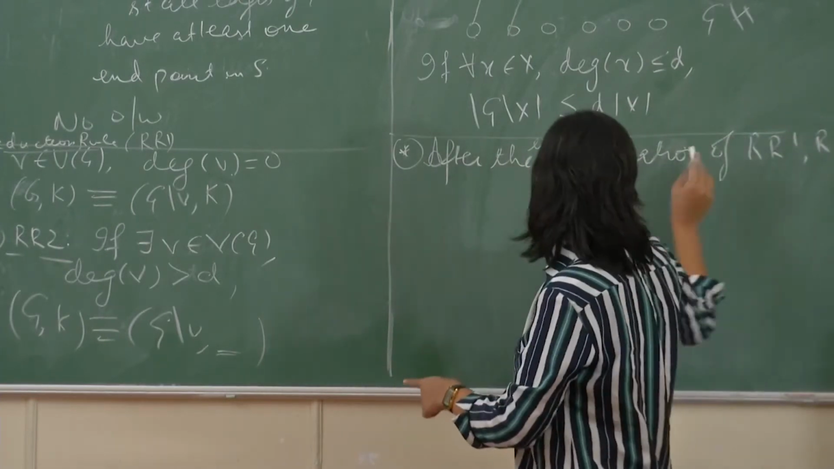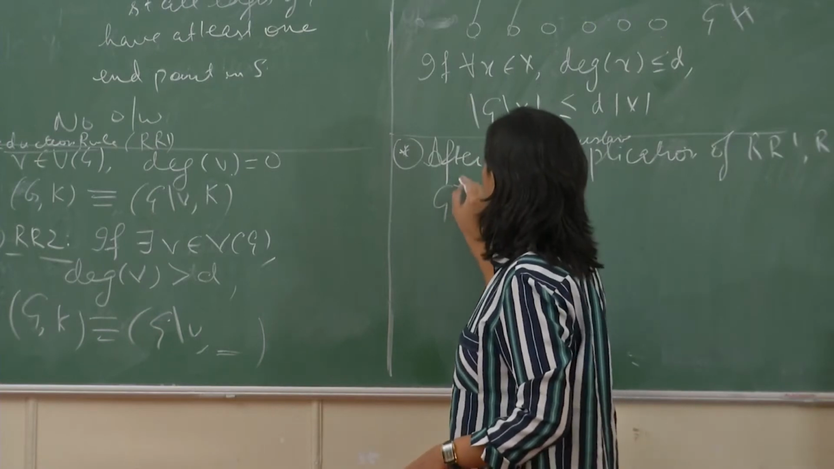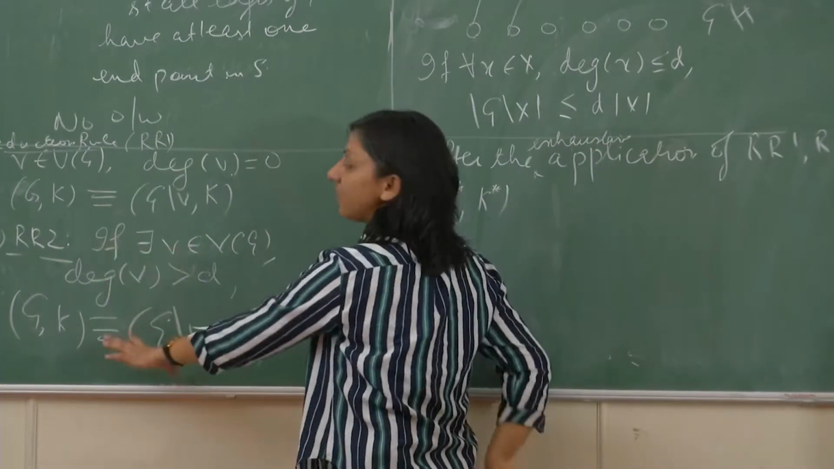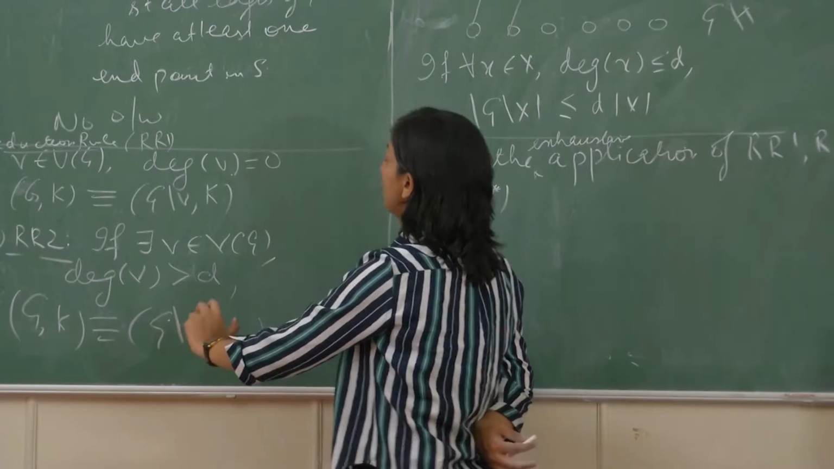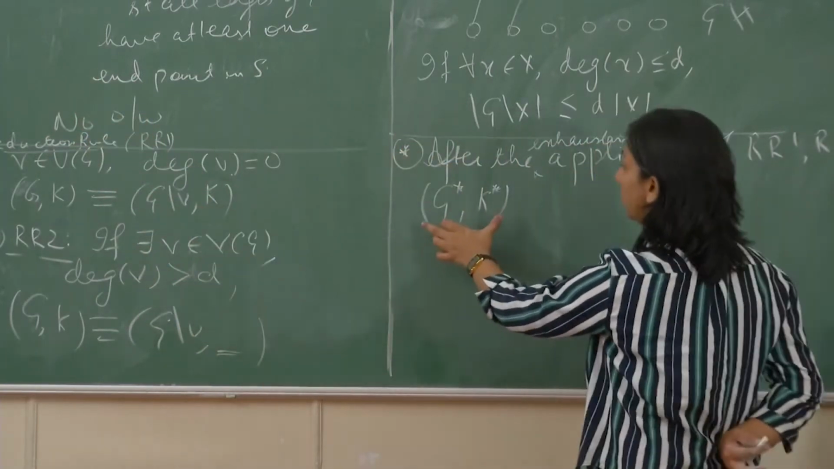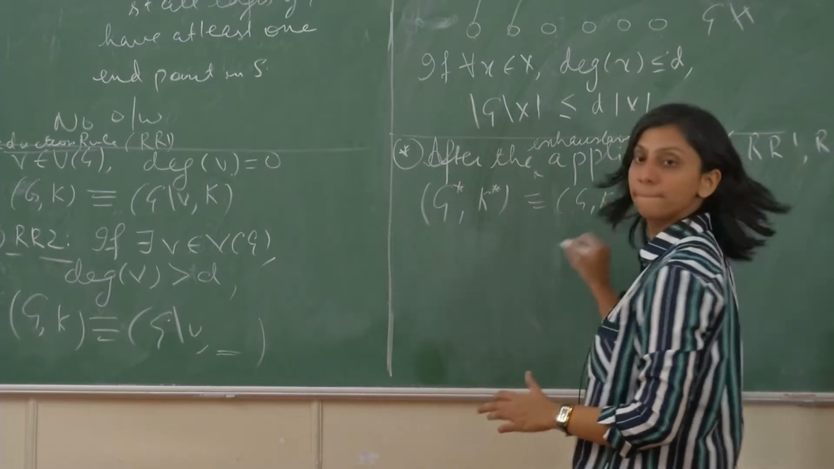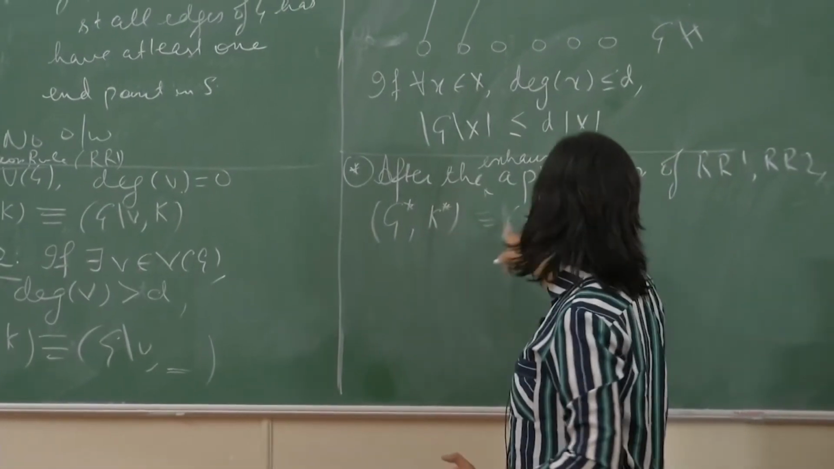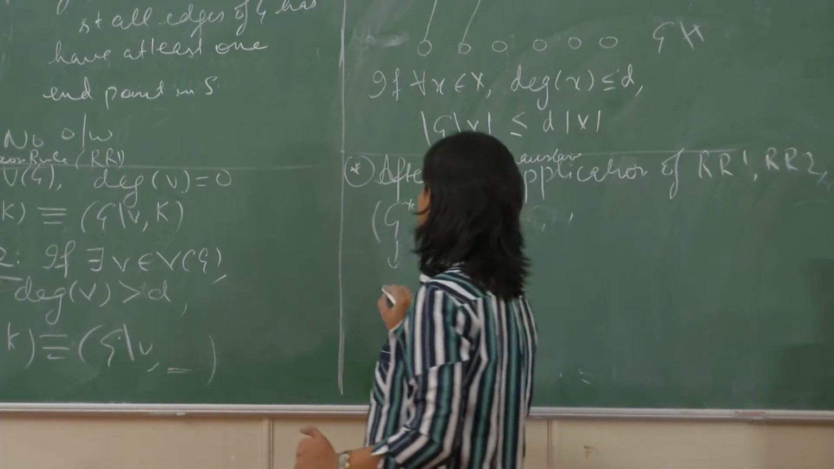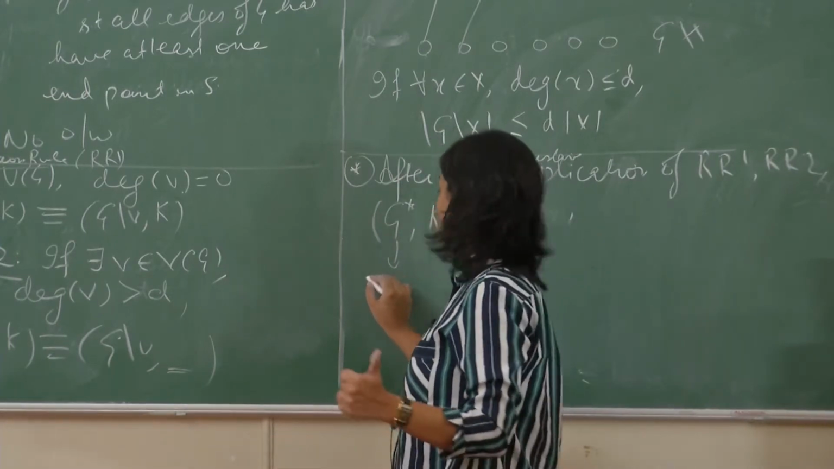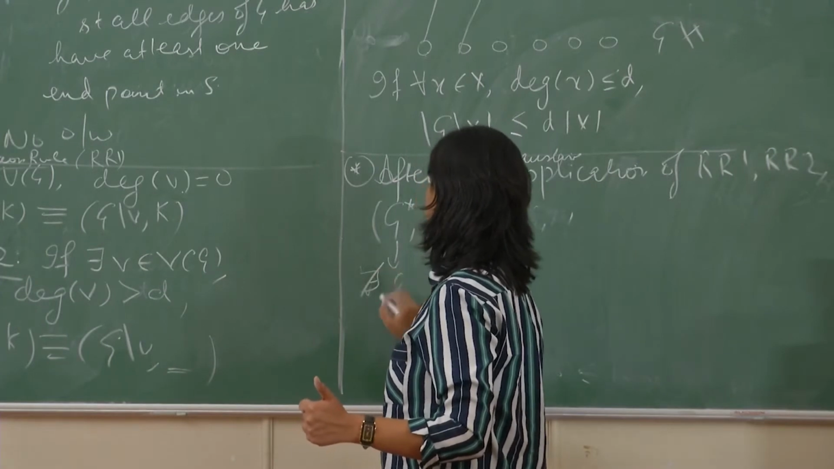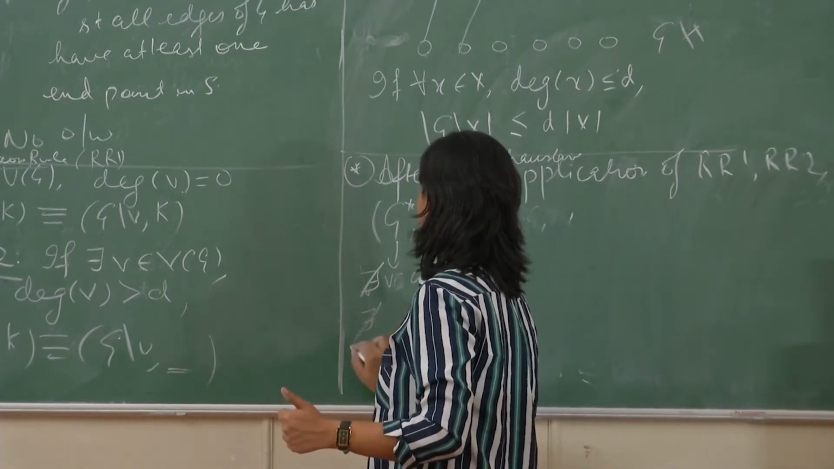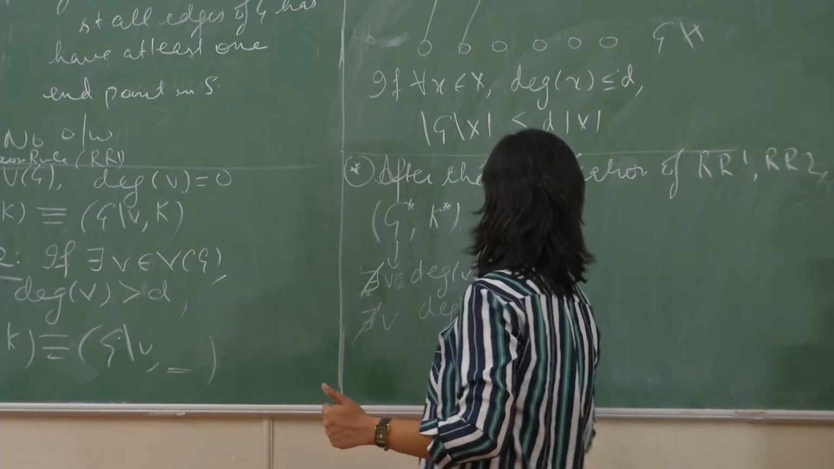What is the property of the graph? Let's say after the application of this reduction rule, we get an instance G star, K star. Because these reduction rules are safe, I'll prove the safeness of this, and equivalence is a transitive thing, I know this is an equivalent instance to G, K. So anyways, I only have to solve the problem on this. What I know is that after the application of this rule, if this is the reduced instance, then this instance has no vertex of degree 0, and it is not the case that there exists a vertex of degree greater than D.